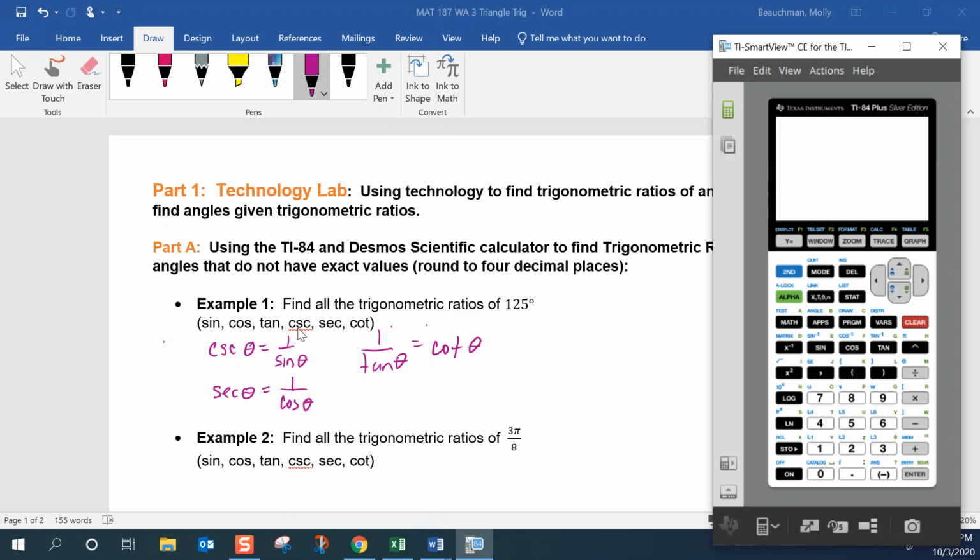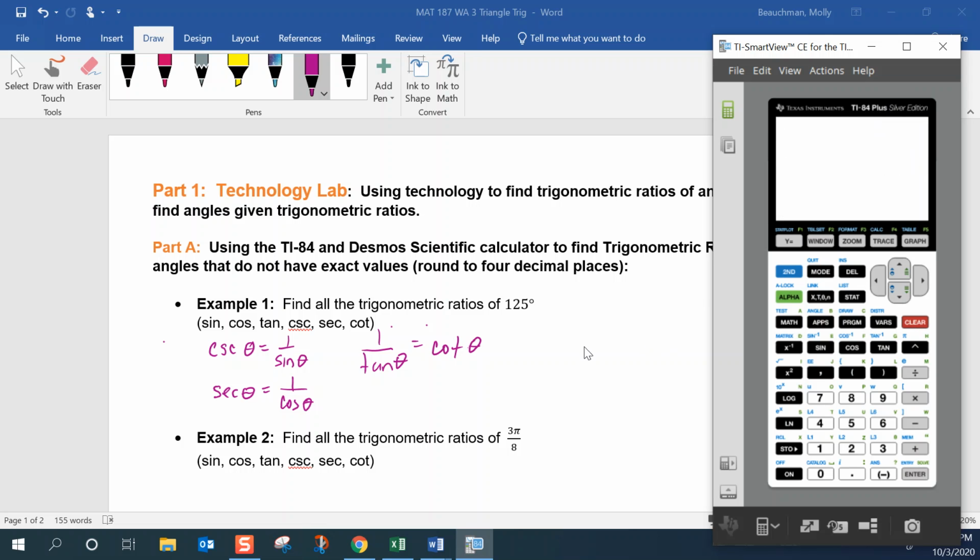So to find the cosecant of 125 degrees, we have to take 1 divided by the sine of 125 degrees. And that would be 1.2208. For the secant, we have to take 1 divided by the cosine. So that's 1 divided by cosine of 125. And then for the cotangent, we take 1 divided by the tangent. Okay, so those are our values for the trig ratios for cosecant, secant, and cotangent.